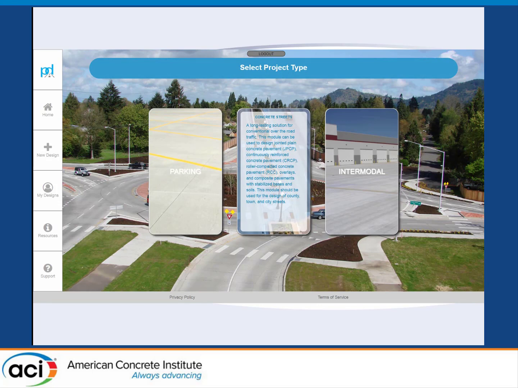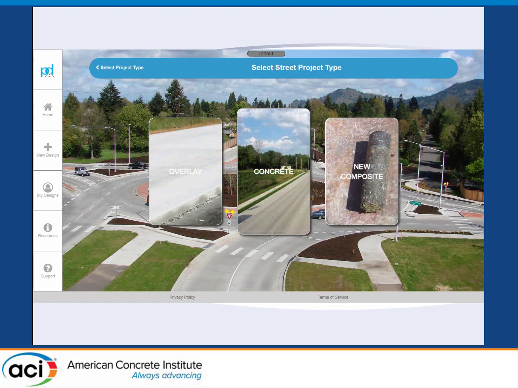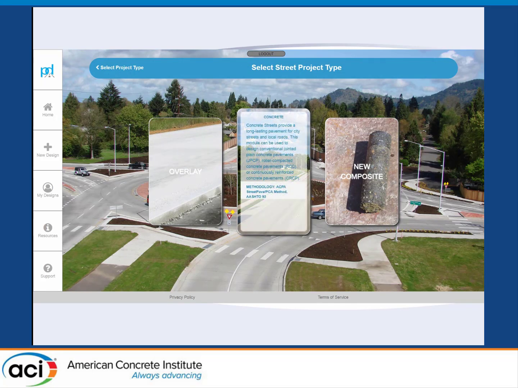You can see here with the flip screen for the concrete streets, we can design for jointed plain concrete pavements, CRC pavements, or roller compacted concrete pavements. We can also design for overlays or composite pavements within this design section as well. So if we go into concrete streets, you can see we can design for our overlays, and we can design for new composite pavements as well.